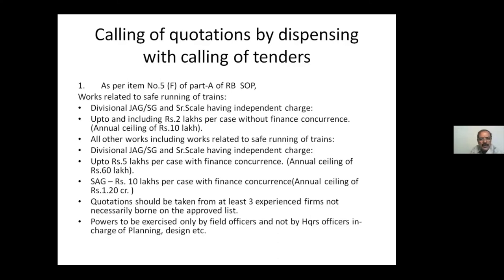What are the powers of J grade officer in quotation, a question aa sakta hai. You can say up to 5 lakhs with finance concurrence. And what are the quotation powers for SA grade officer? It is more than 5 lakhs up to 10 lakhs per case with finance concurrence. Aur uska annual ceiling limit kitna hai wo bhi puch sakte hai, 1.2 crore SA grade ke liye, aur J grade ke liye 60 lakhs hai. So like this some objective type questions can be asked out of this particular topic.